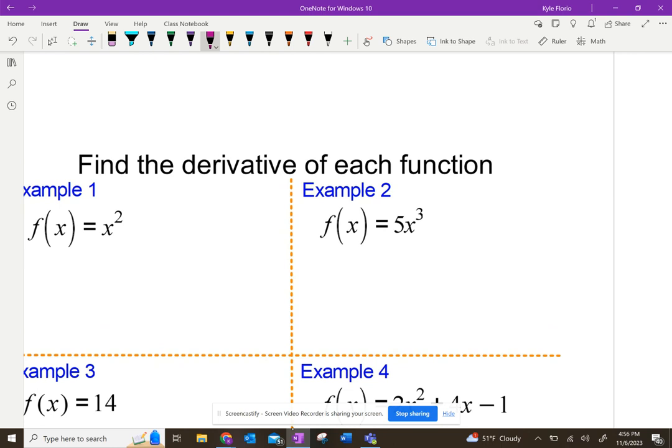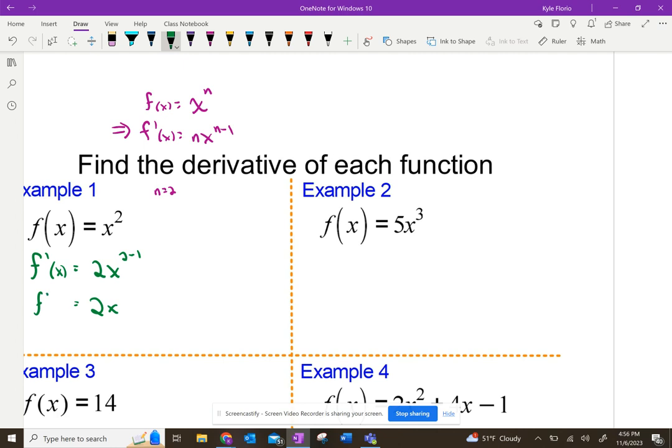So I'm just going to rewrite what the power rule is. If I have a function of the form x to the n, that implies that the derivative of that function is n times x to the n minus 1. So in this case, n equals 2. So the derivative of the function is going to be, if n is 2, 2 times x to the 2 minus 1, which just becomes 2x. And that's it. We didn't need to do the limit definition. We can get it just as fast, or we can get it much faster doing it this way.